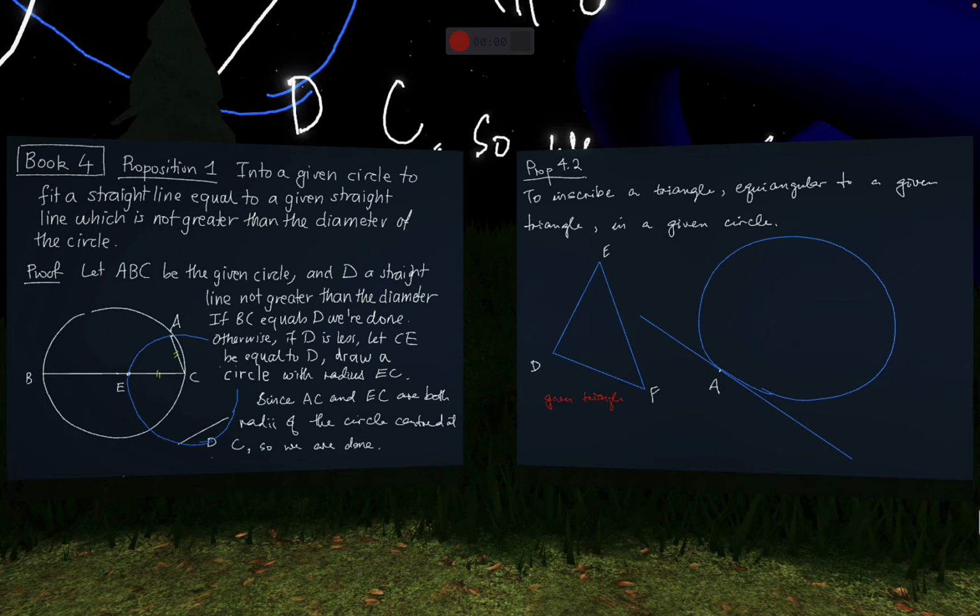Okay, so what we need to do is construct angles that are the same as the angles in the triangle that we're given. So the first line we're going to construct is a tangent line, or a line outside the circle that touches the circle at A, and then we're going to draw a line like this, and this angle is going to be the same as this one. I'll write down what we're doing a little bit later.